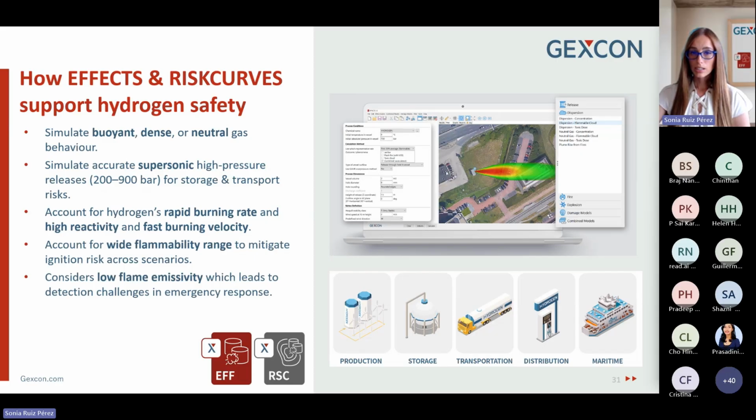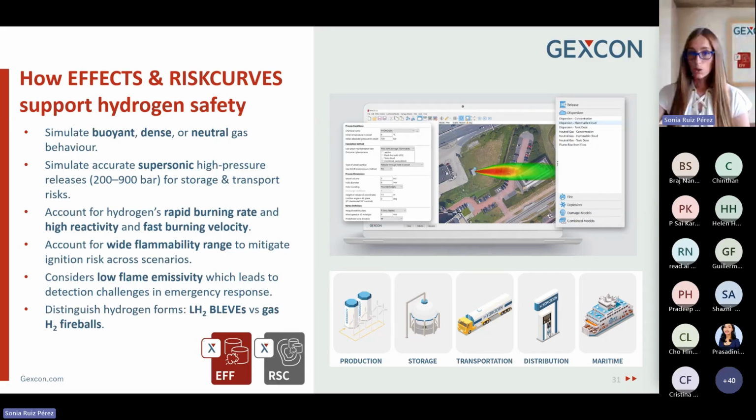We can also factor in hydrogen's low visibility flames, essential for planning emergency response measures where visual detection might be limited. Also, typically, the surface emissive power of hydrogen flames is very low, a lot lower than for hydrocarbons, which is something we need to take into account because not only are they potentially non-visible, but the consequences from exposure to the heat of a hydrogen jet flame are not as severe as with hydrocarbons, for example.